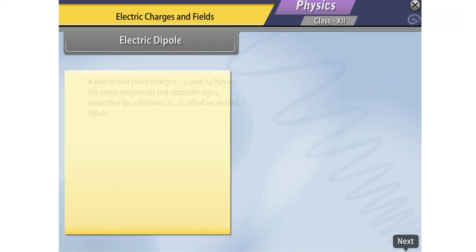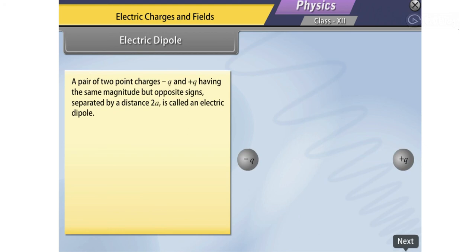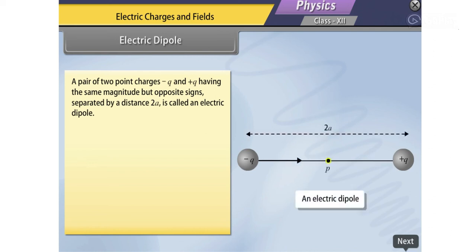Electric dipole. A pair of two-point charges, minus Q and plus Q, having the same magnitude but opposite signs, separated by a distance 2a, is called an electric dipole. The line joining the two charges, minus Q and plus Q, is called the dipole axis.